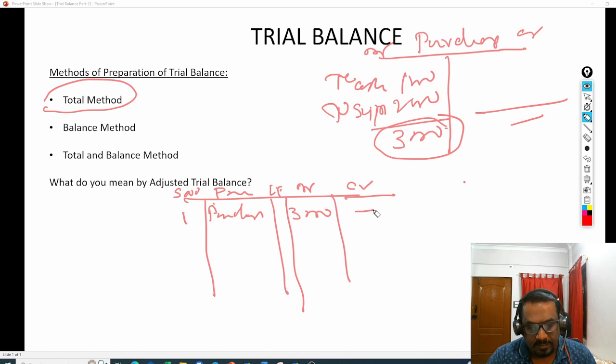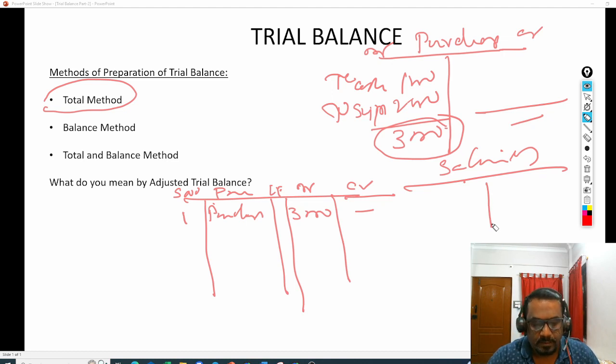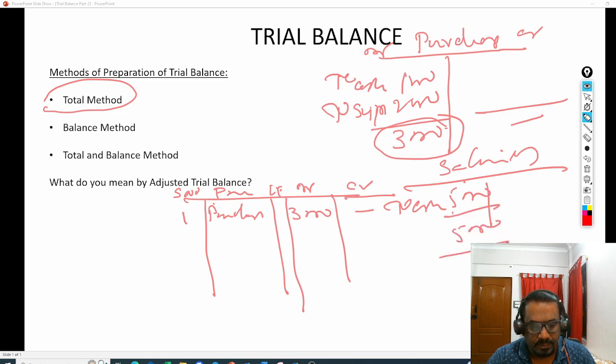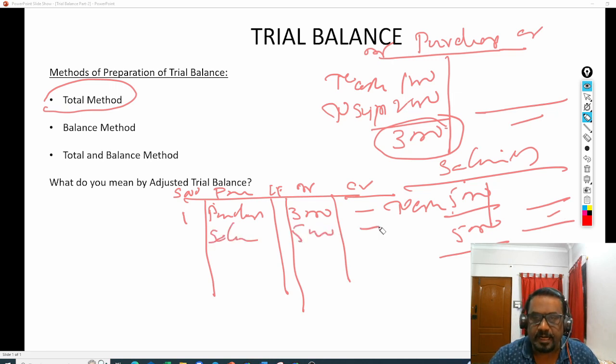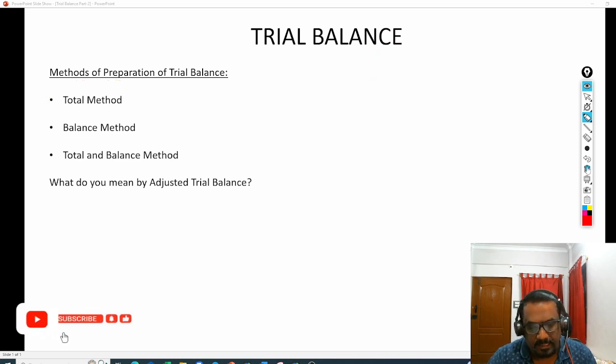Then let us say I prepared a salaries account. What entry do we post for salaries? When we make the salary payment, salaries account debit to cash account. Let us say we paid 5000 salaries. Total it: 5000 on the debit side, there is no total on the credit side. Then I will put salaries here, 5000 on the debit side, and on the credit side, 0.